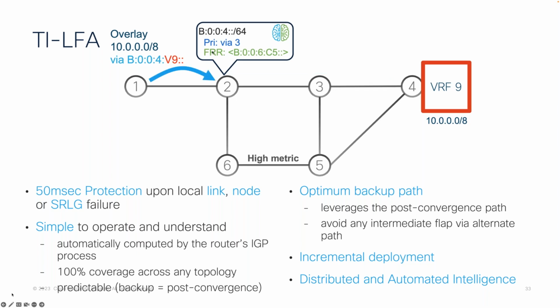So for example, node 2 computes a post-convergent path for a primary path via node 3 that's going to push an SRv6 header that includes the SID B06C5. So that's the cross connect from 6 to 5 that's instantiated at node 6. Okay, so when we're forwarding traffic to B04 V9 and we hit node 2 and our primary path goes down, we're going to forward that over the encapsulation to B06C5. B06C5 is going to get implemented at node 6 to tell that packet to take its high metric link, no matter what, take that link to node 5, and then we're going to forward that packet onto node 4. So this way, for any topology, we can compute a repair path that we know is going to get utilized on failure.